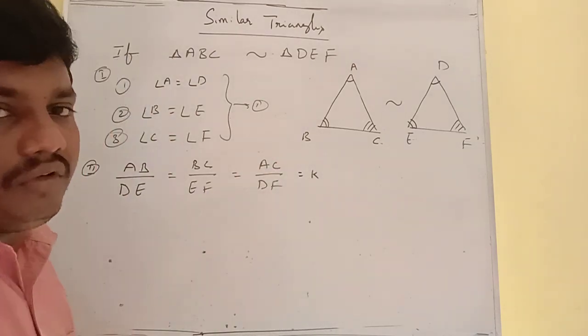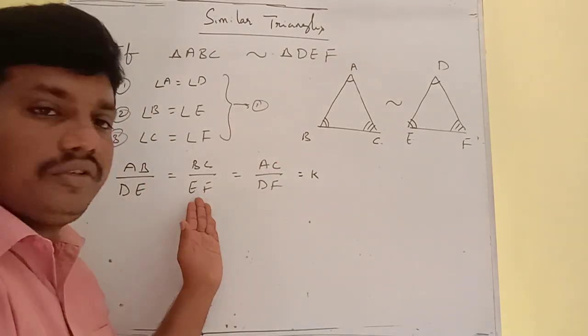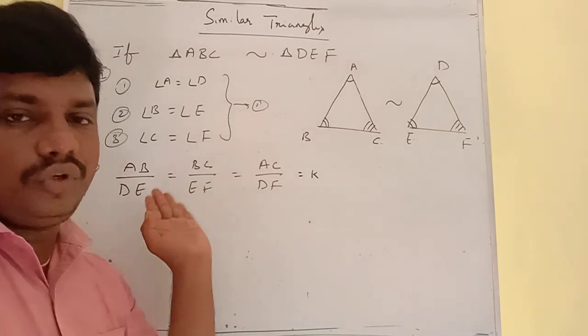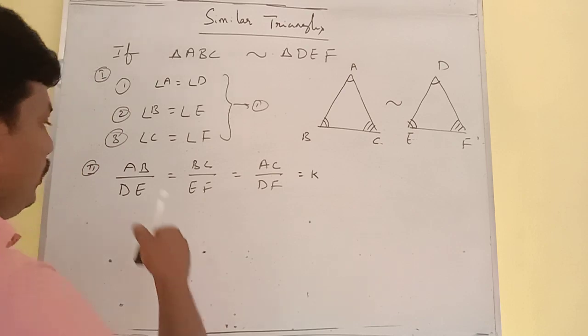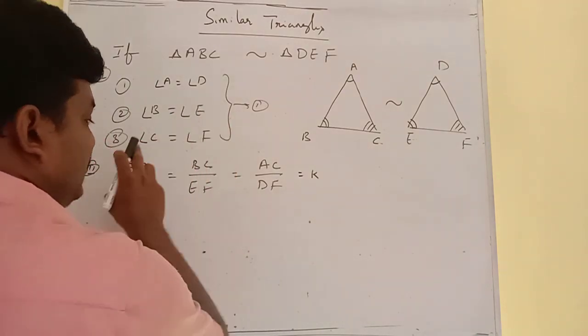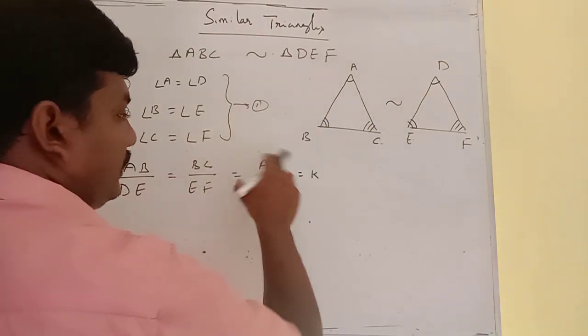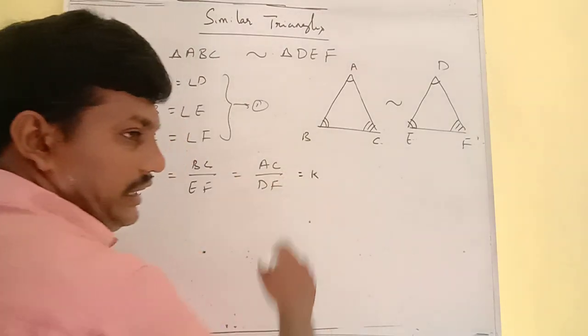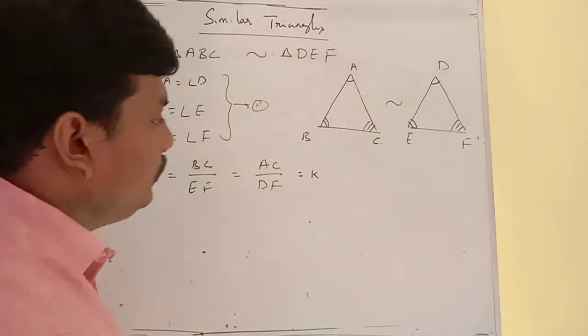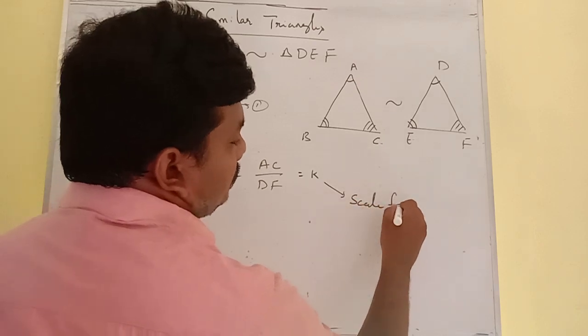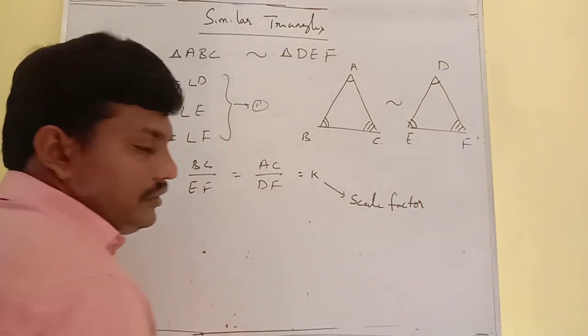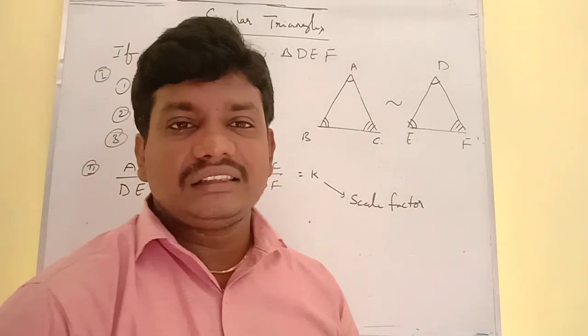Because this ratio is equal to this ratio, and this ratio is equal to this ratio. If two ratios are equal, then we call it proportional. Then the first sides ratio, second sides ratio and third sides ratio are equal to one constant. That constant K is called the scale factor.